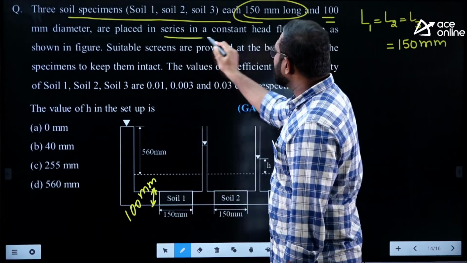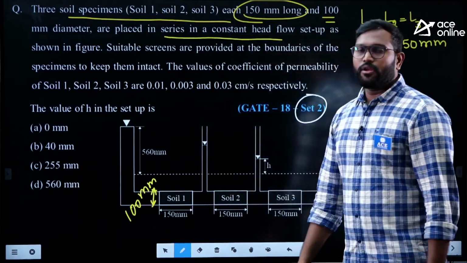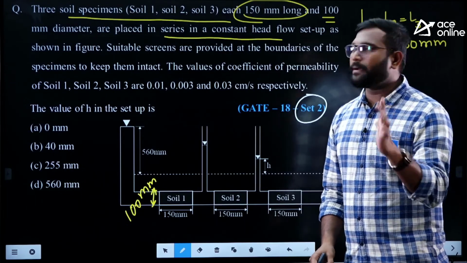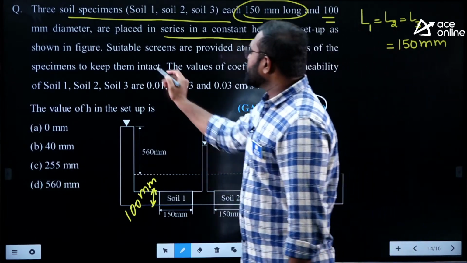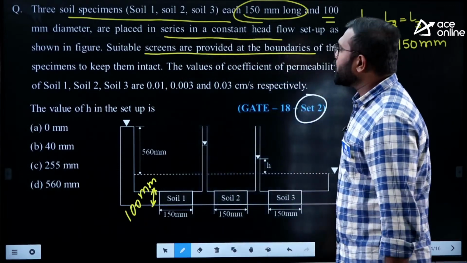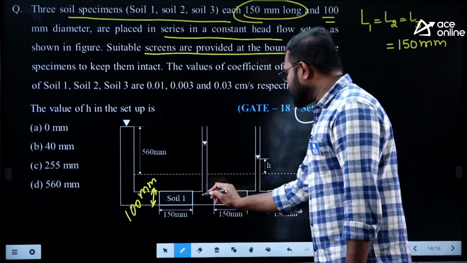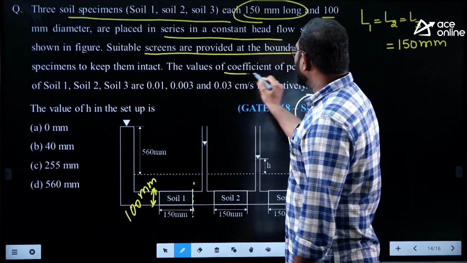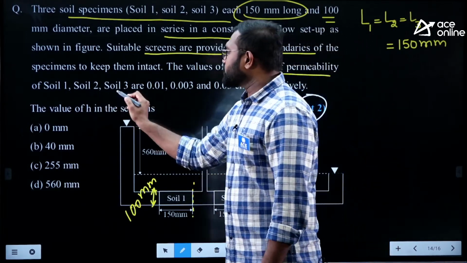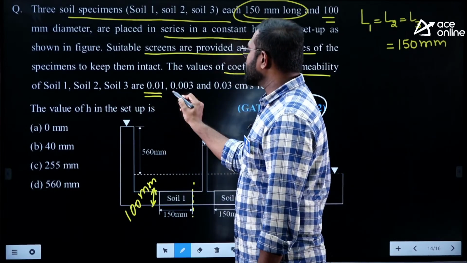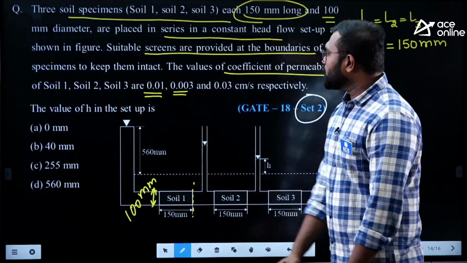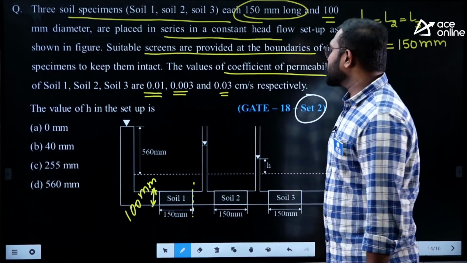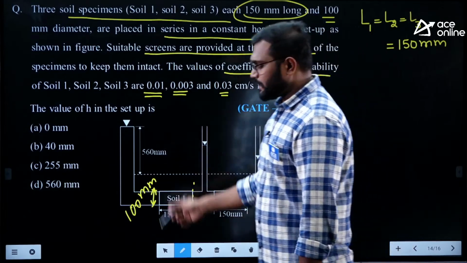They are placed in series in a constant head flow setup. You know, when pipes are connected in series, similarly flow is perpendicular to the bedding planes. Suitable screens are provided at the boundaries of the specimens. The values of coefficient of permeability of soil 1, soil 2, soil 3 are 0.01, 0.003, 0.03.